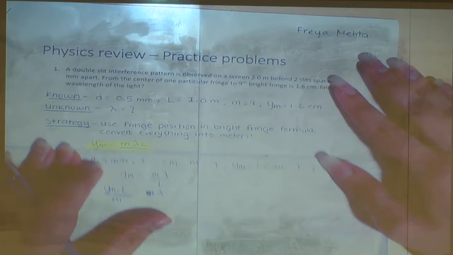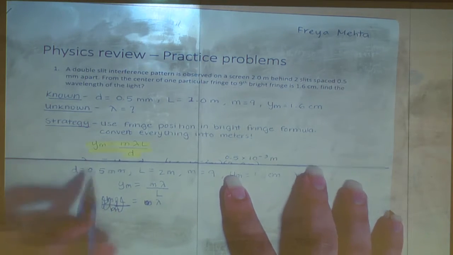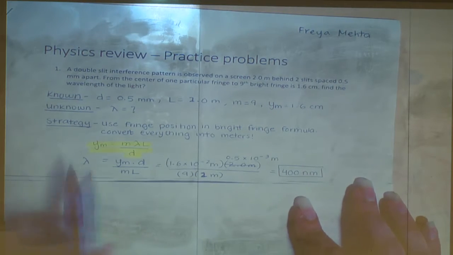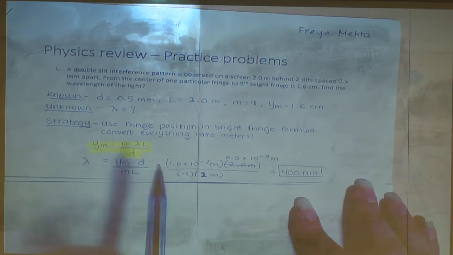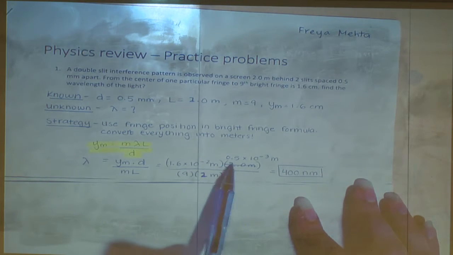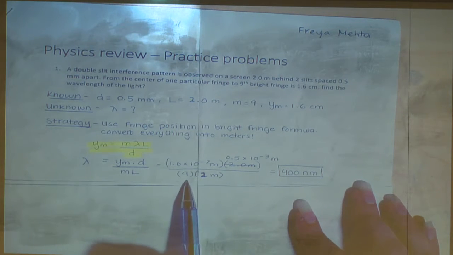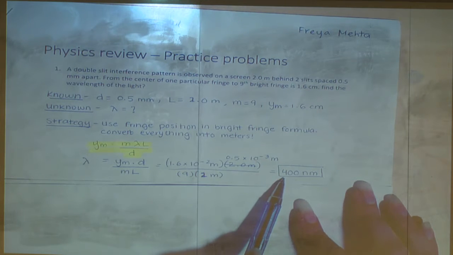So we have the formula right here. I kind of messed up on the formula, my bad. So this is the formula right here. When we solve for lambda, we have 1.6 centimeters that needs to be converted to meters. So that's going to be 1.6 times 10 to the negative 2, and then the distance would be 0.5 times 10 to the negative 3 meters. The order is 9, ninth order, so that's why we have 9 here, and then the length is 2 meters. So if you do the math, you're going to get 400 nanometers.